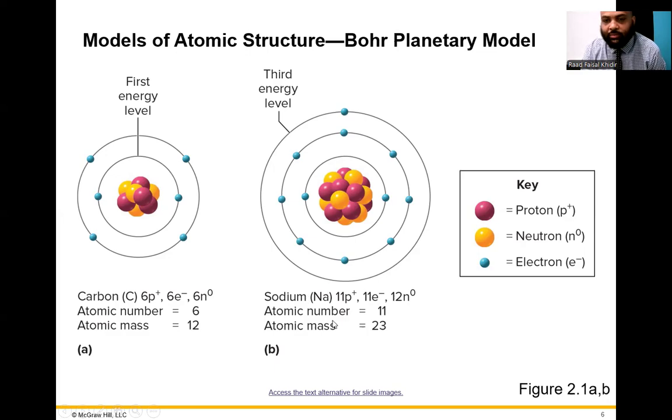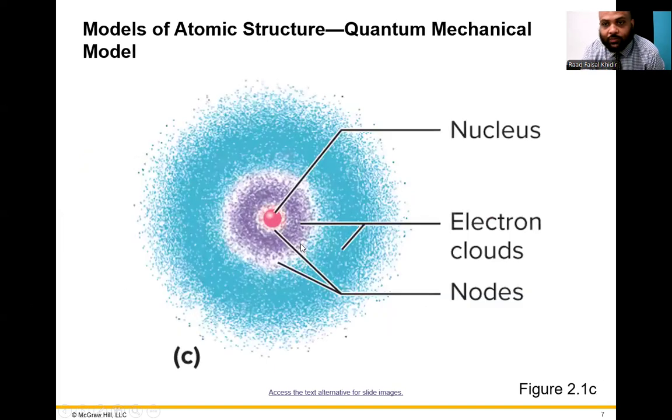Okay, sodium has 11 protons, 12 neutrons, 11 electrons. That shows you that the periodic table orders the elements based on their proton number. So the atomic number is the number of protons. The atomic mass is the number of protons plus the number of neutrons.